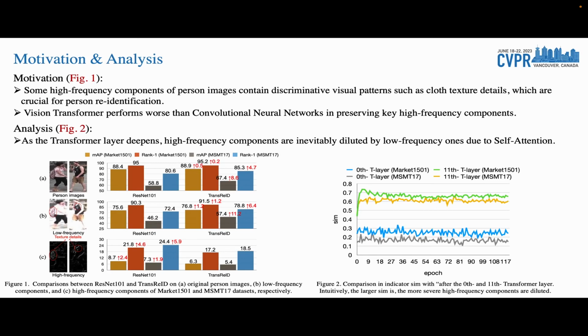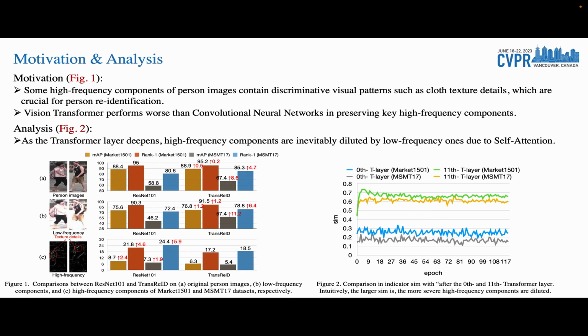Although recent studies empirically show that injecting convolutional neural networks into vision transformers can improve the performance of person re-identification, the rationale behind it remains elusive. In this paper, we explore possible reasons from a frequency perspective, which is of great significance in digital image processing.